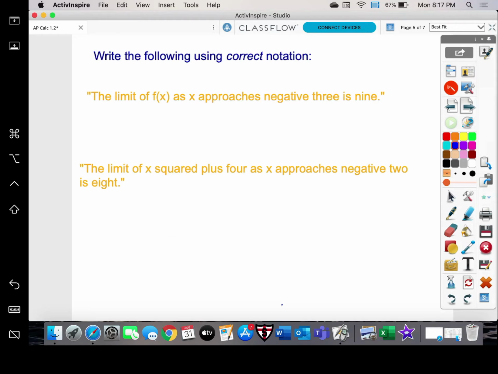All right, let's talk about this and see if you were right. So the limit, we have f of x approaches -3, so x approaches -3 is 9, so that means equals 9. Is that what you wrote? Great. How about the second one?